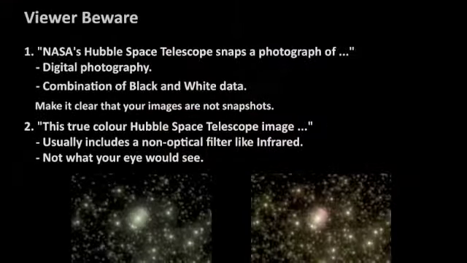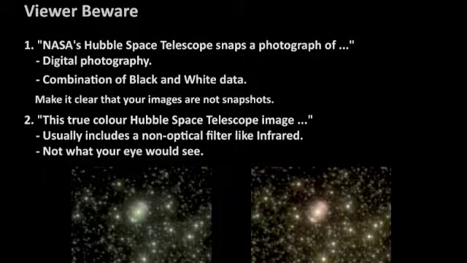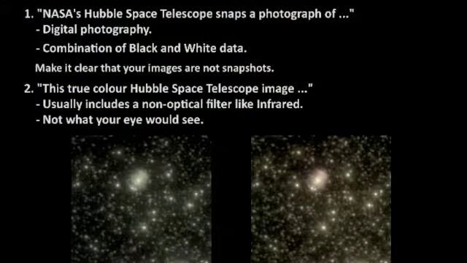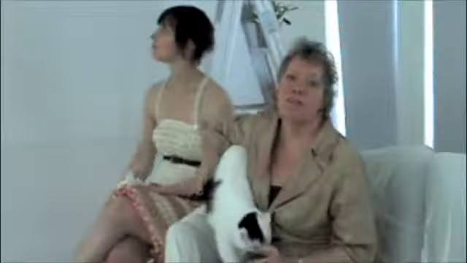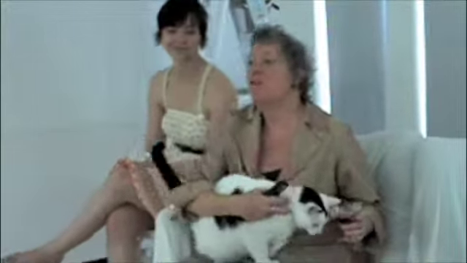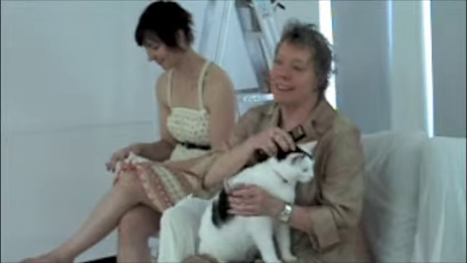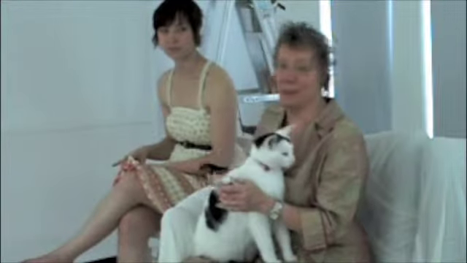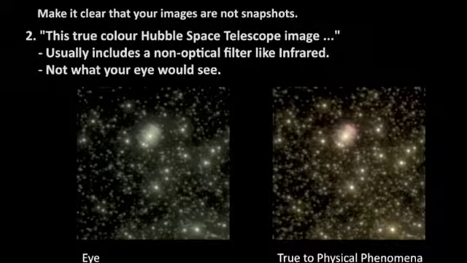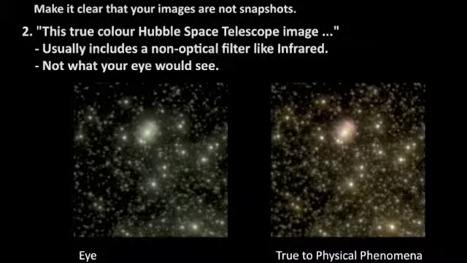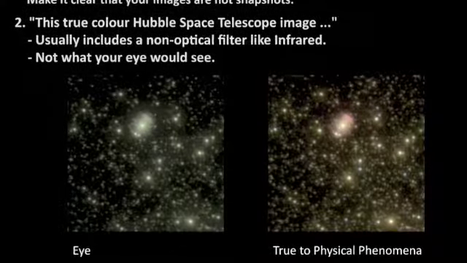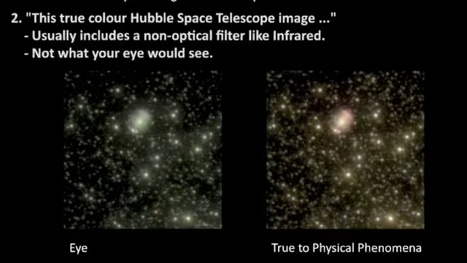When I talk to the public, I tell them to be aware of a few things. NASA's Hubble Space Telescope snaps a photograph, if you see that in the newspaper. Well, we're doing digital photography, and it's a combination of black and white data. So when you're making your images, you should make it clear that you're not making a snapshot or just a photograph. Okay? Don't let them put that in your press release. If it says this is a true color image, well, you've learned now that most of the Hubble Space Telescope images are from infrared and ultraviolet, so it's not what your eye would see.